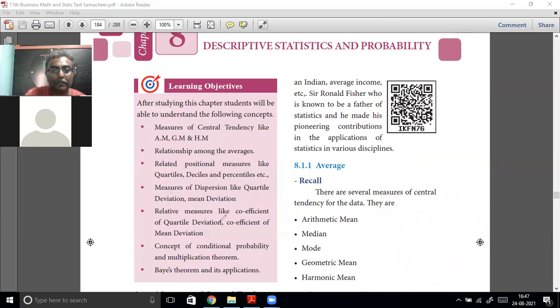Then the concept of conditional problem, and this is all. This is only till statistics. The other two are conditional probability and multiplication theorem. Then Bayes theorem. So two theorems and their application. That's all we're going to find out here. Okay. Now let us start.